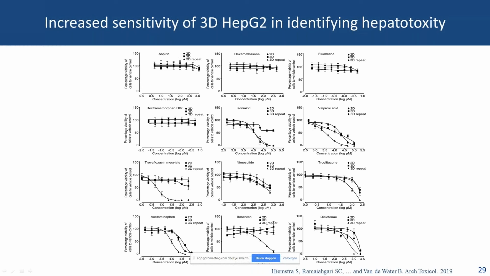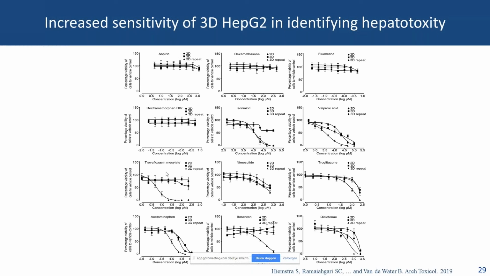But for example, for trovafloxacin, as one example, we see that if you culture in 2D, the cells are not responding at all to the trovafloxacin, at least not when it comes to cell viability. But if we culture them in 3D, we see a dose-dependent reduction in cell viability. But if we now add repeated dosing, we see that the system becomes very, very sensitive. And it's quite logical because trovafloxacin itself is not really toxic, but CYP3A4, one of the CYP enzymes, metabolizes trovafloxacin into a toxic metabolite.